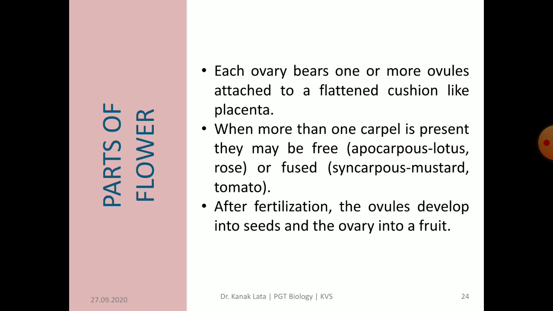Ovary contains one or more ovules attached to a flattened cushion-like placenta. If more than one carpel is present, then they may be apocarpous, that is free, or syncarpous, that is united or fused. Apocarpous is seen in rose and syncarpous is seen in mustard, tomatoes, etc. Mature ovary develops into fruit and mature ovule develops into seeds.